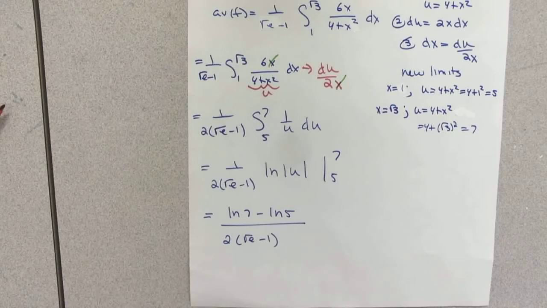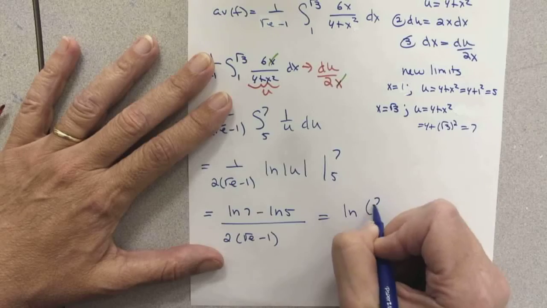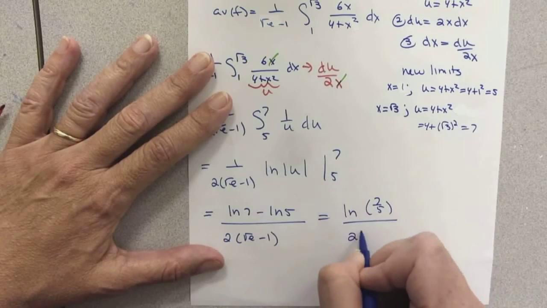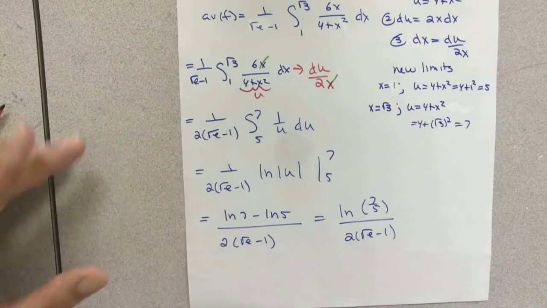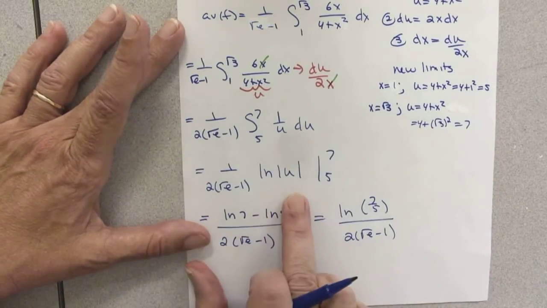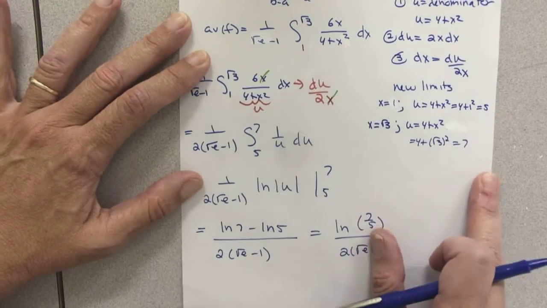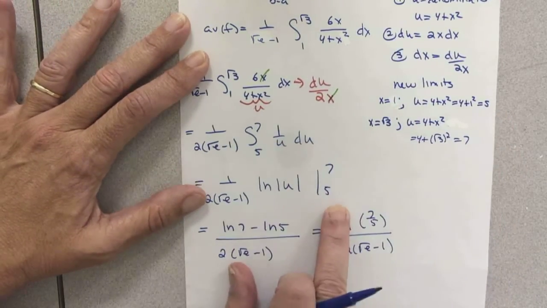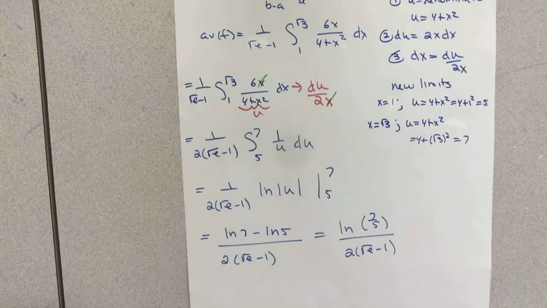And as far as I'm concerned, you could absolutely leave it like that, or that's the natural log of 7/5 over 2 times the square root of e minus 1. And there's my good answer. No need to go back to x, because I bothered to calculate the u limits, so when I integrated, I could go directly to the evaluation. That is what I think is easiest.